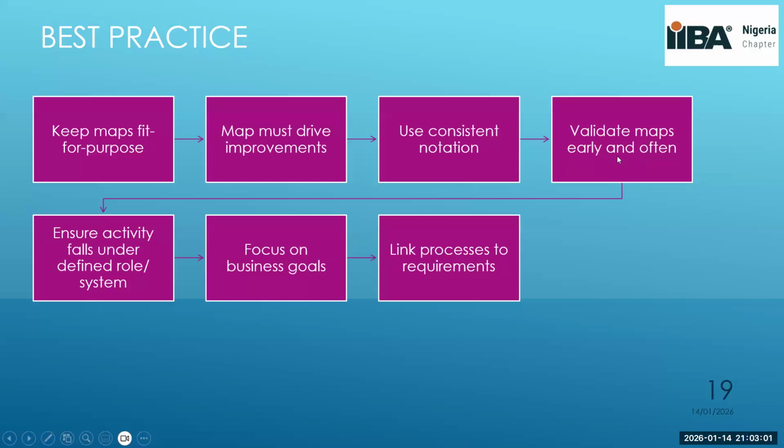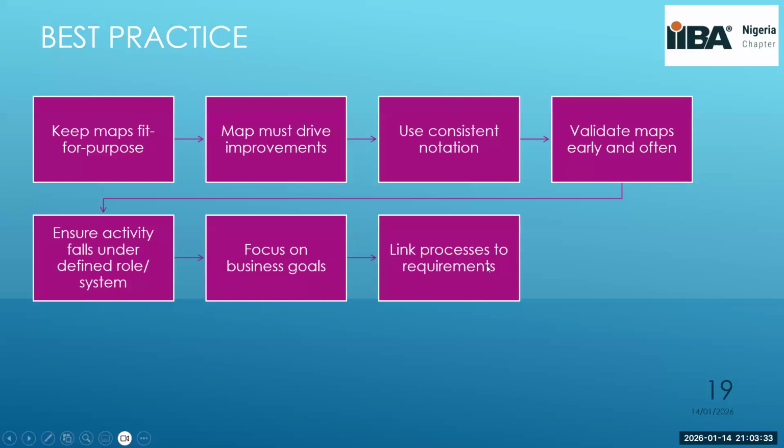Validate the map early and often. Make sure you send it to your stakeholders. Let them look at the map that is being designed, so that if there's any error, they can easily identify it and you correct it straight away. Ensure that activities fall under defined roles. Yeah, that's talking about swim lanes. They must be well labeled. Focus on the business goal, which is key, and make sure it links processes to requirements.